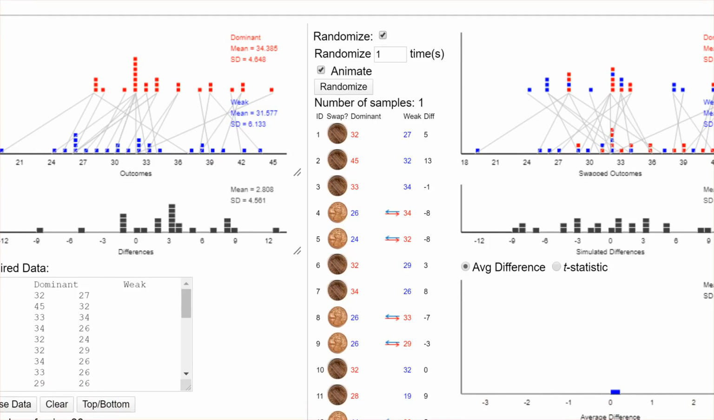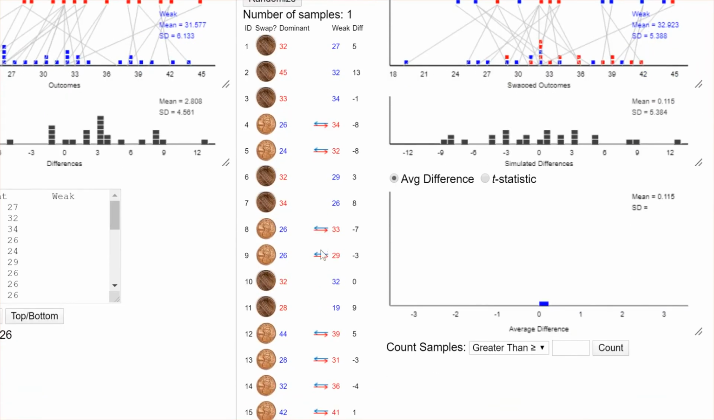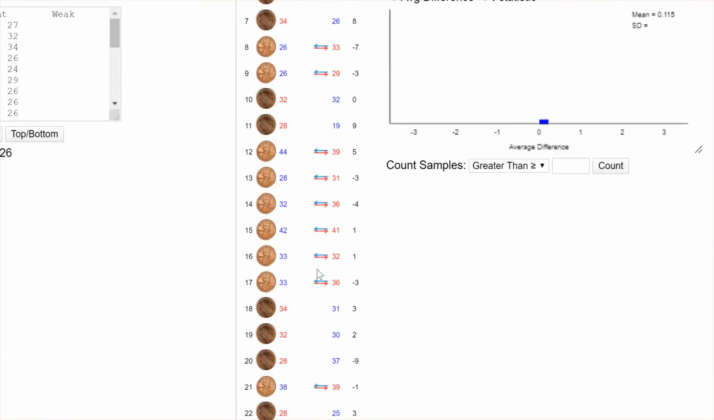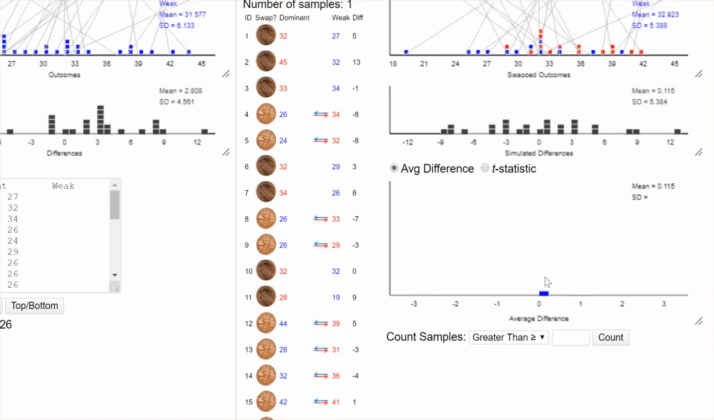and had 26 first, 34 second. So they swapped places. Now they had a difference of -8, where beforehand they had a difference of +8. I did this for all 26 people in the study. Found a new sample mean difference, and put that new sample mean difference of 0.115 into this plot, right by 0.